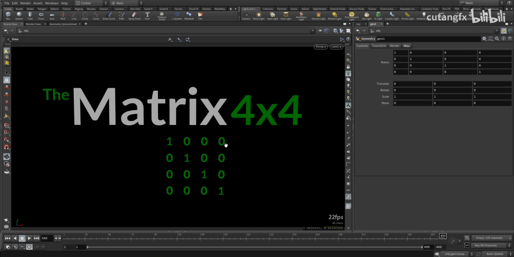Okay, starting with the 4, because really the 4x4 includes the 3. The 3 is just part of it. There's one component missing in the 3x3. So we're going to start with the whole 4x4 matrix and then go from there.